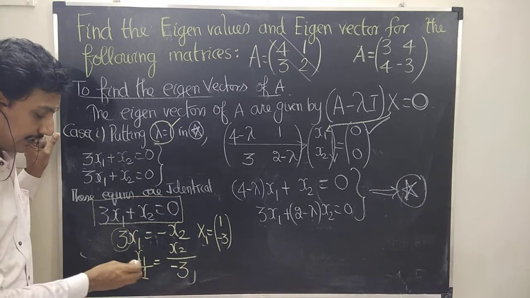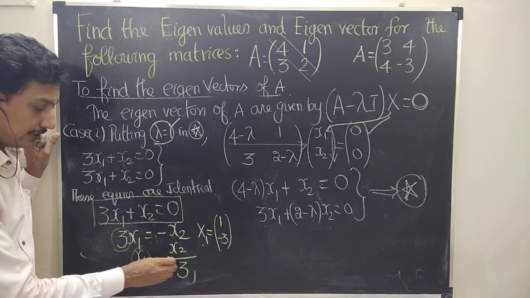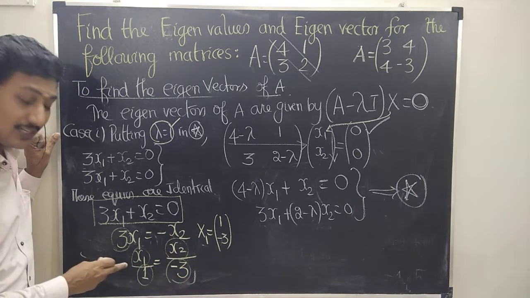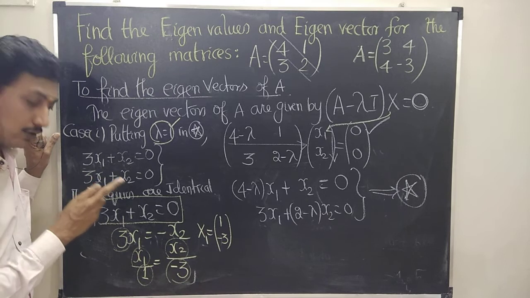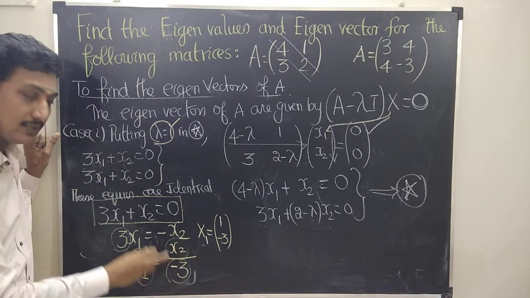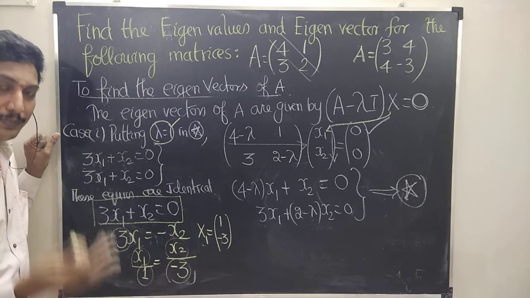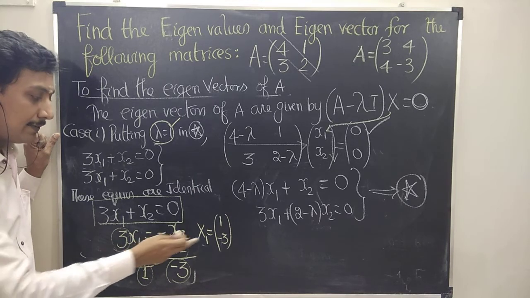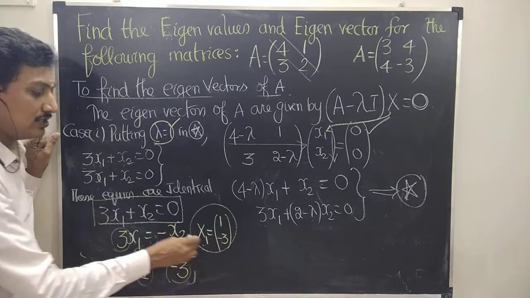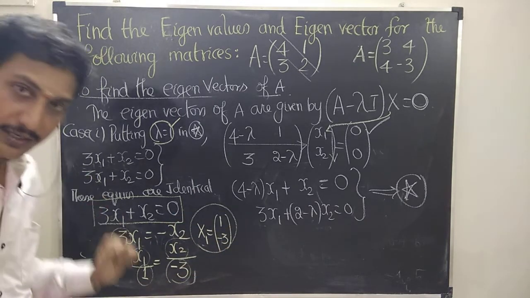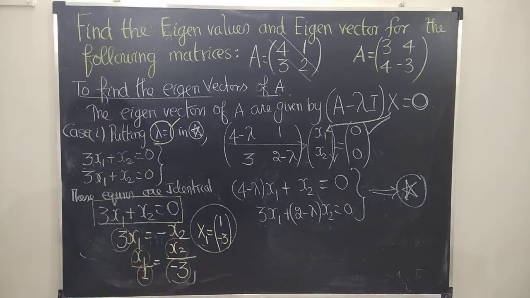We get x1 is equal to 1, x2 is equal to minus 3. That means the cost of 1 pen is equal to the cost of 3 pencils. So that's what it means. Otherwise, this is the ratio property. This is often called the eigenvector corresponding to lambda equal to 1.